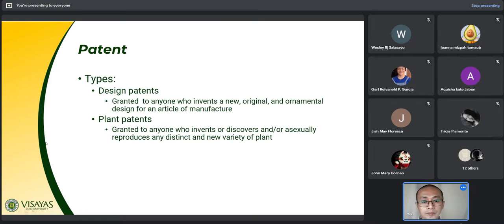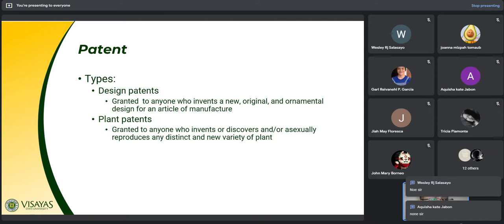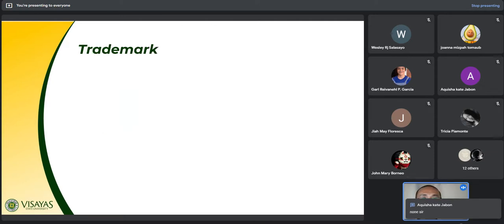Class, questions? Sabta na, class? Am I clear? Am I understood? Okay, let's now move, class, to trademark. Any idea, class, of what trademark is all about? Kung ang copyright, class, are for articles, music, drama, and patents are for invention, what about trademarks? Why are trademarks, class, necessary?